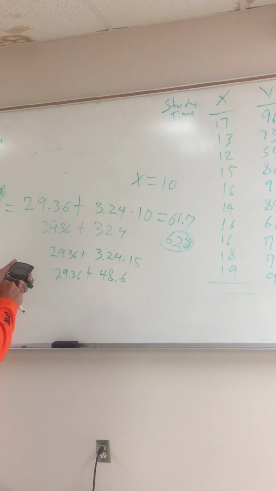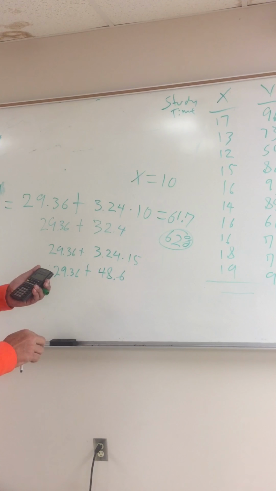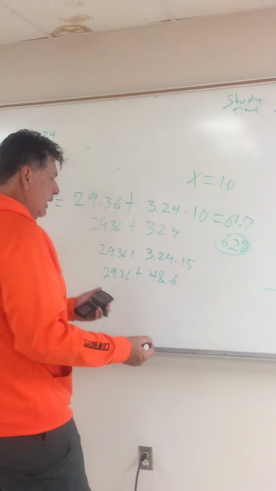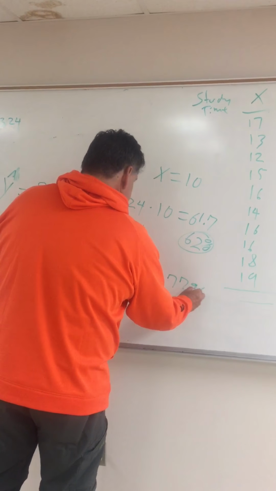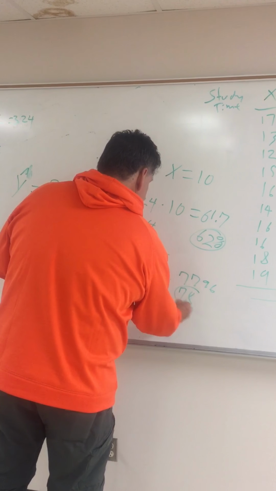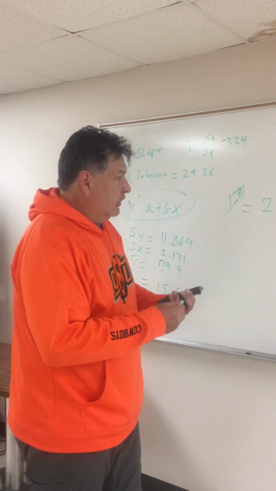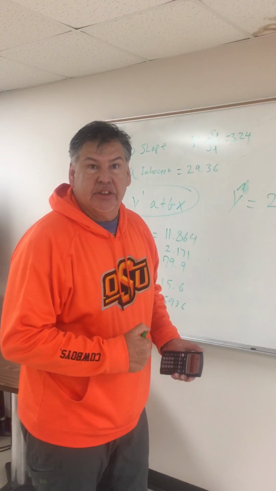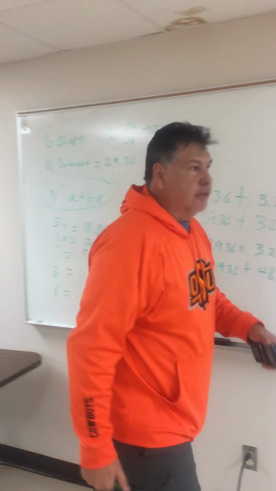29.36 plus 48.6, which is a lot better because that's almost a B. I've raised it to a 77.96 or a 78%. Much better than a D at 62 and almost an F. So this is how you would use regression analysis to make predictions based on two variables.